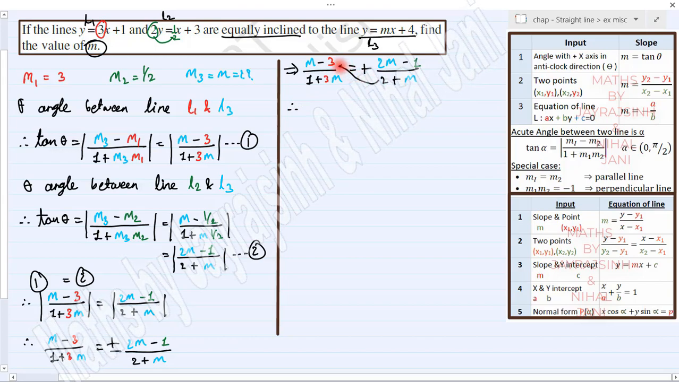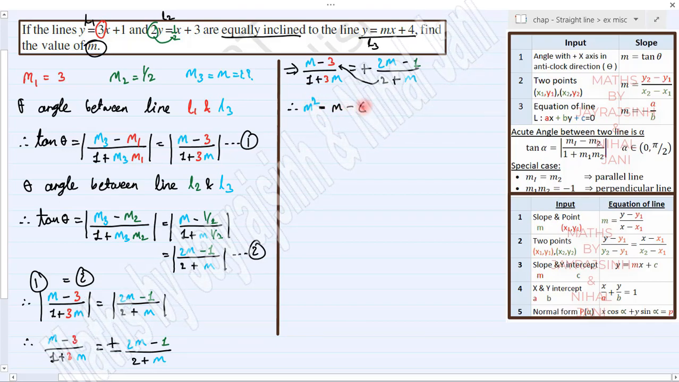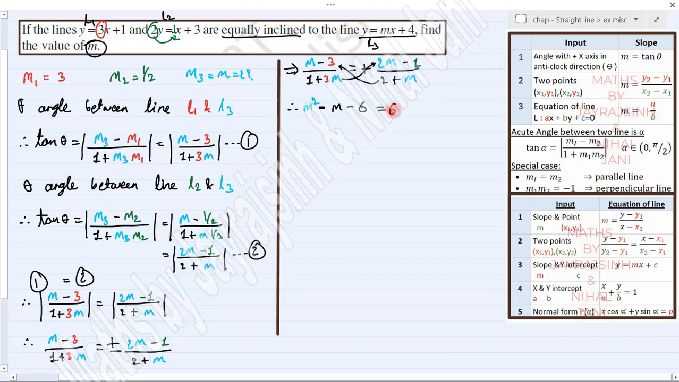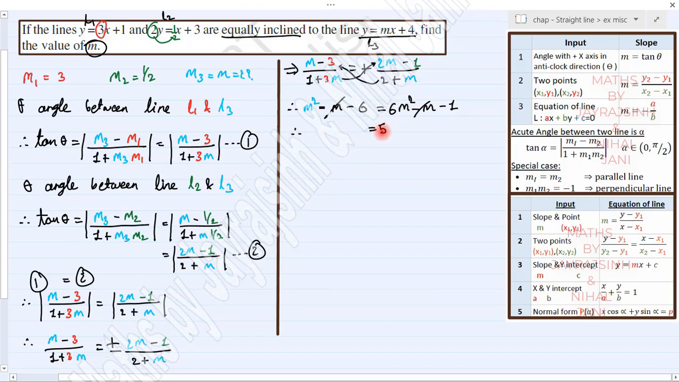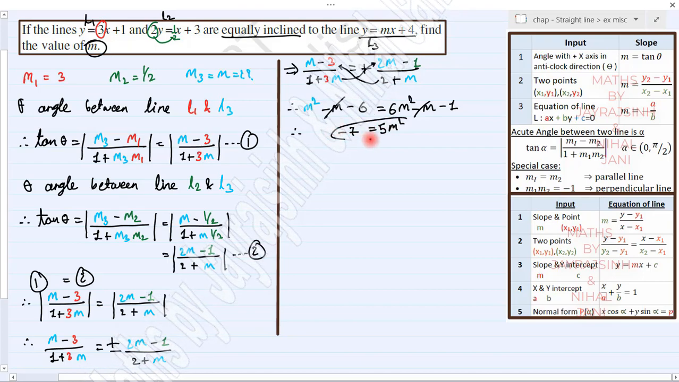2 plus m multiplied by m minus 3 will give us m square minus m minus 6 is equal to 1 plus 3m multiplied by 2m minus 1, which will give us 6m square minus m minus 1. Minus m will cancel out. We will get 5m square is equal to minus 7, which is not possible.